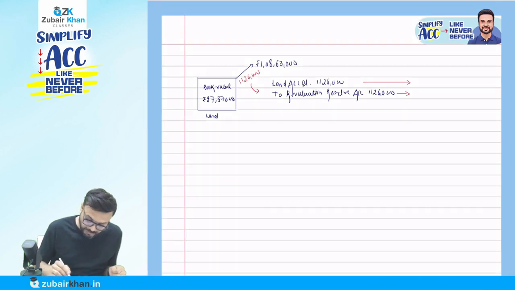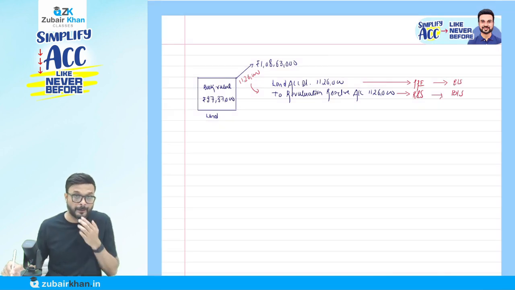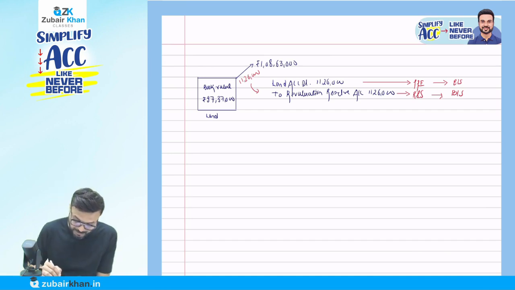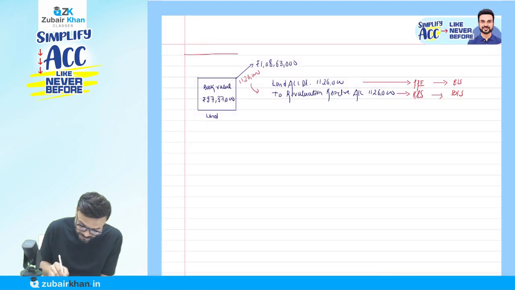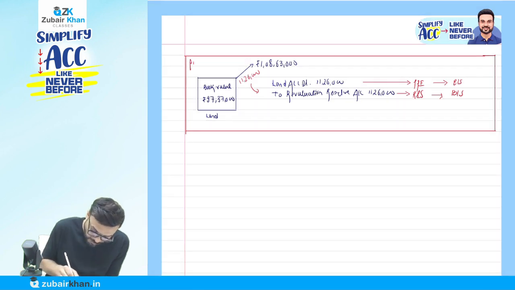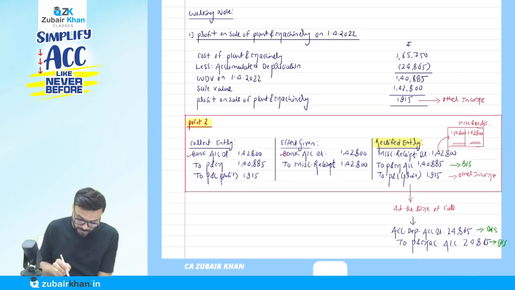It will come here under property, plant and equipment. This will come under reserves and surplus. Both are balance sheet items, but we are preparing only the profit and loss account, so it will not come. This is just for reference. So for reference, let me write it down here. Now this is point number 3, and this is point number 2 here.